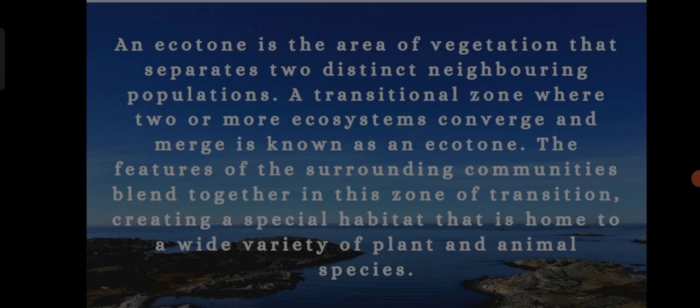Now coming to the third term, that is ecotype. Ecotypes are populations of a species that have adapted to specific environmental conditions within their habitat, exhibiting unique genetic differences and traits that enable them to thrive in their particular ecological niche, contributing to biodiversity, ecological resilience and insights into evolutionary processes.